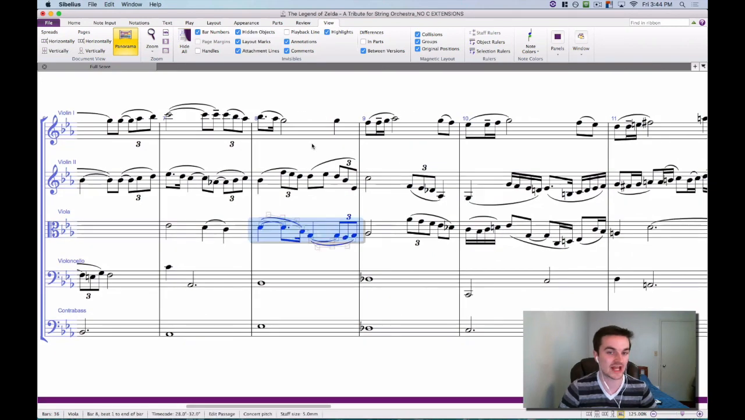Again, when I have a lot of motion up here, simplify the bass, right? We just have this fifth down here. Fifths are stabilizing, as Jacob Collier likes to say.